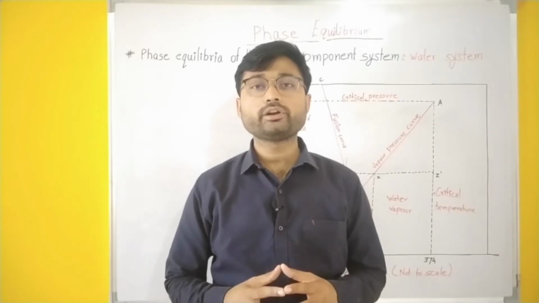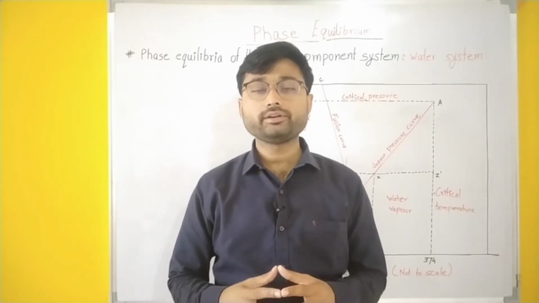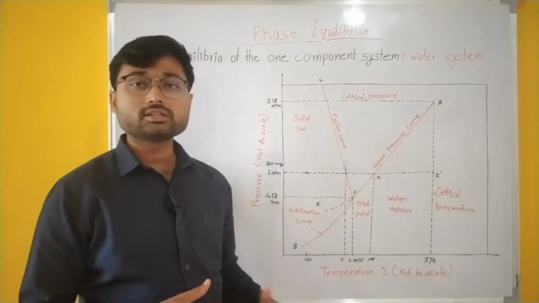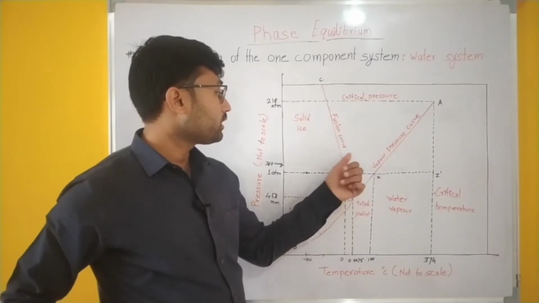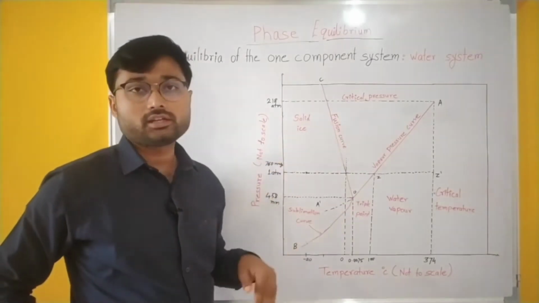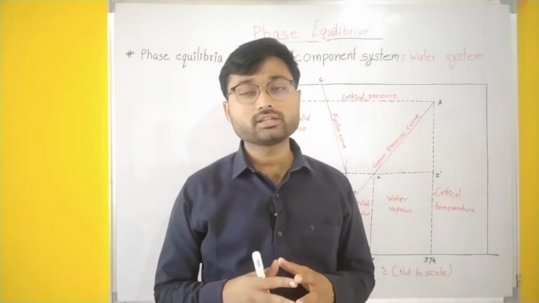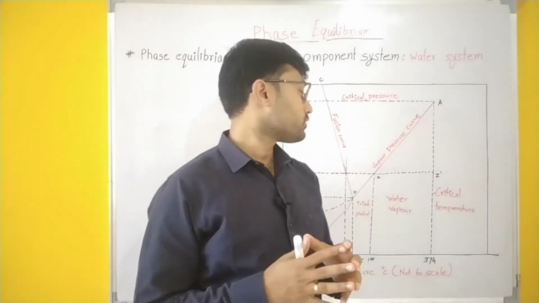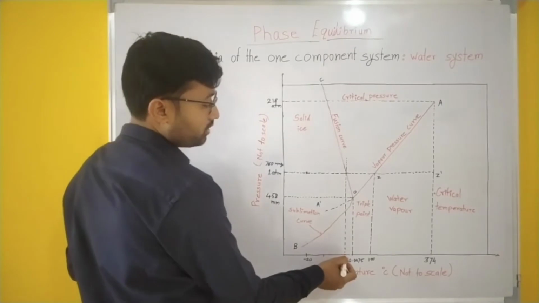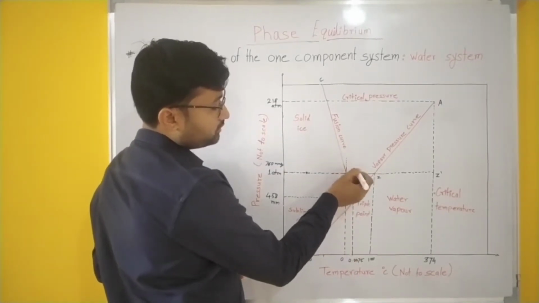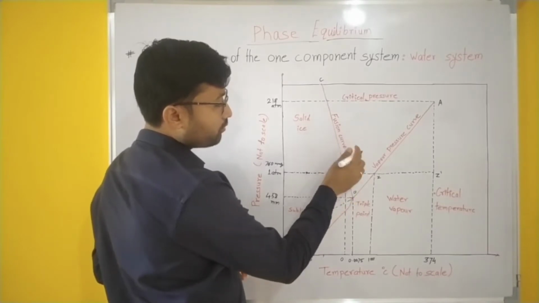Now we are going to move to the next point, that is, now we are going to fix the temperature at 0 degree Celsius and we are going to increase the pressure. So what changes are going to happen in terms of phase that we are going to observe? So here in this dotted line, I have increased from this point to above.